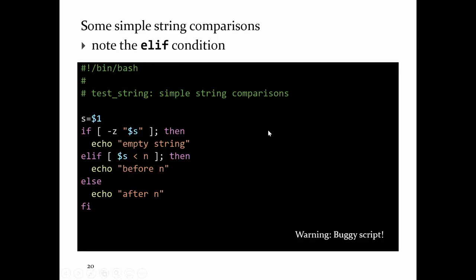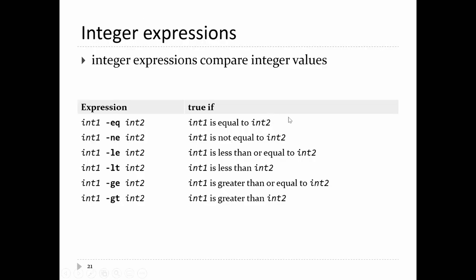Okay. So the integer expressions. The integer expressions are used for comparing integer values. Notice that it's really awkward to do it this way. You'd like to use greater than, less than, equal to, and things like that. If you use the single square brackets, you have to do it this way. So int1 dash eq int2, are they equal? Dash ne, not equal. Dash le, less than or equal, and so on and so forth.